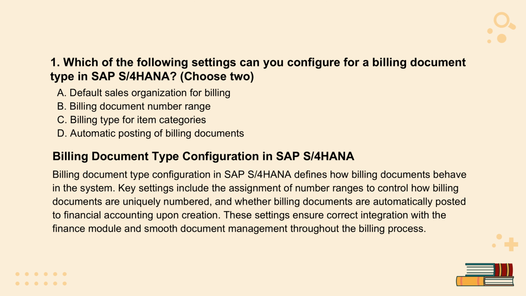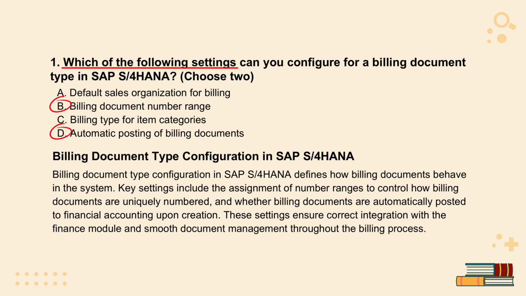First question up. Which of the following settings can you configure for a billing document type in SAP S/4HANA? Choose two. The options were A, default sales organization for billing, B, billing document number range, C, billing type for item categories, and D, automatic posting of billing documents. And the correct answers are B and D. So, billing document number range and automatic posting.